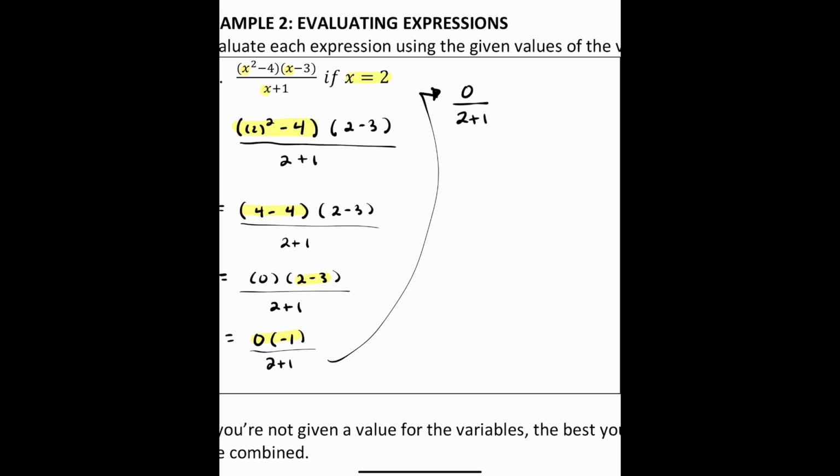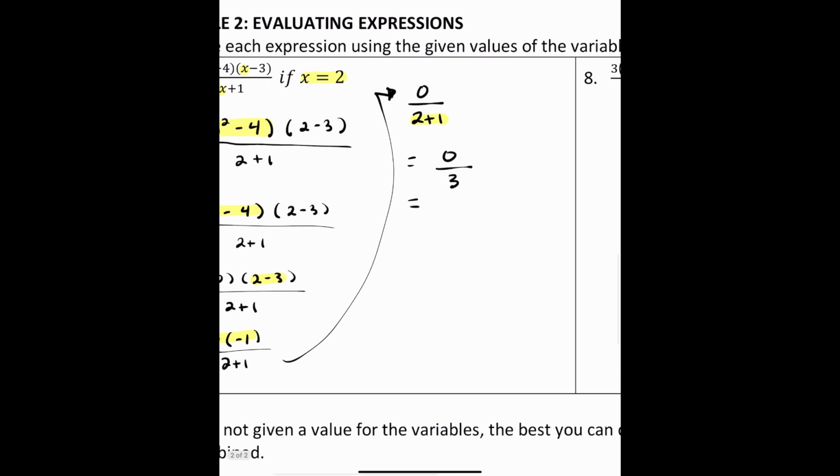And now 0 is all alone, there's no order of operations for me to do there, so let's go ahead and handle the bottom stuff. 2 plus 1, that's going to be 3. So 0 over 3. And now I can say 0 divided by 3, and since 0 is in the numerator, if you have 0 divided by any number, then it's going to be 0. So in this case, 0 divided by 3 is 0, and that is your answer.